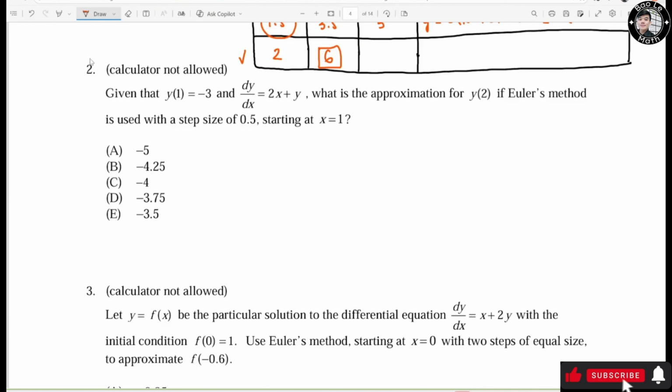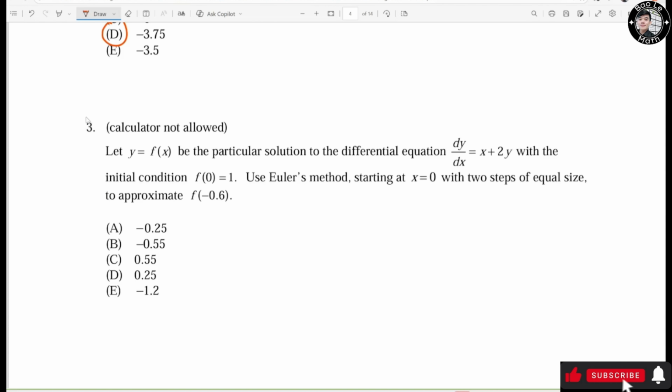Now let's move on to question 2. Question 2 is similar to question 1, right? So I'm going to leave this one for you to practice. The answer is D. Now let's move on to question 3. Alright, question 3 is similar to question 1 and 2.